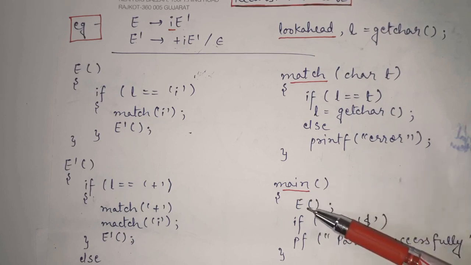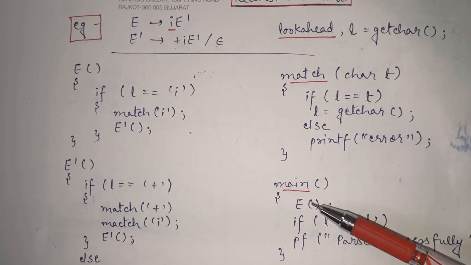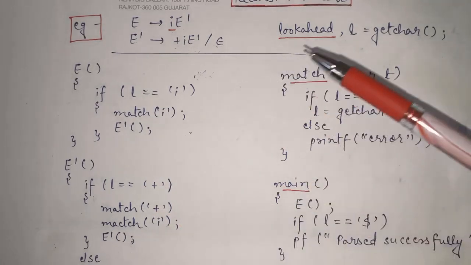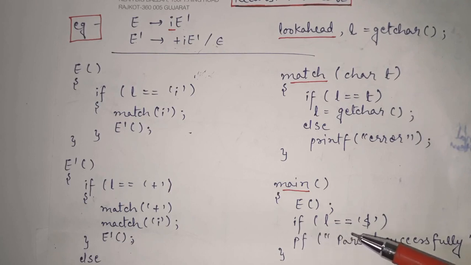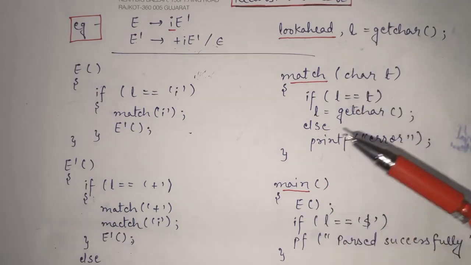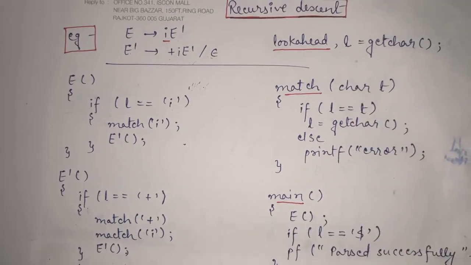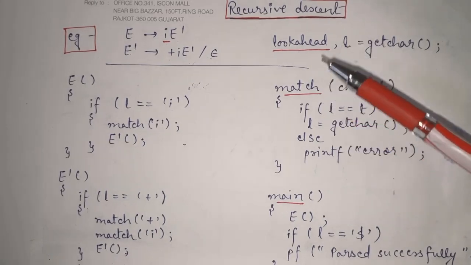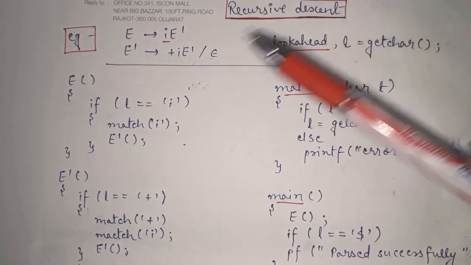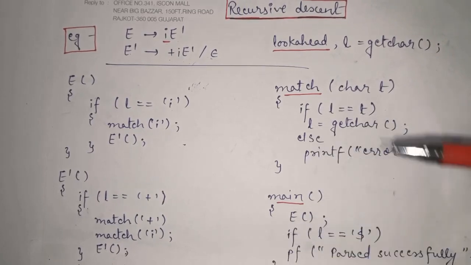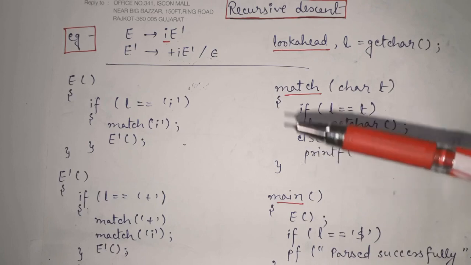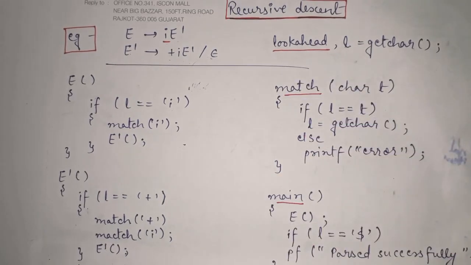So in the main, first of all I will call E, the starting symbol. From the starting symbol all the other functions will be called, and at the end I will just check that if my look ahead equal to dollar, simply I will printf that my string has been parsed successfully. So this is how the recursive descent parser is working. So we have to just remember that this recursive descent parser is all about calling these functions. Fine. So I hope you have understood the flow. In this we just have to understand this flow, how it works.